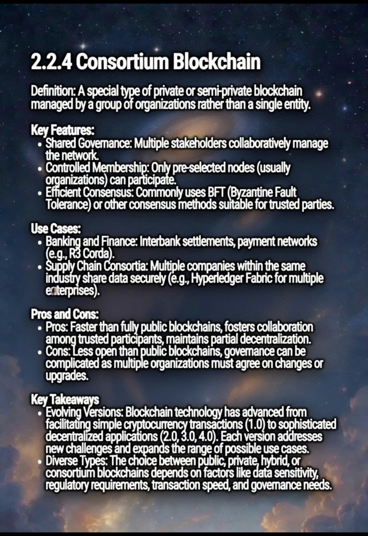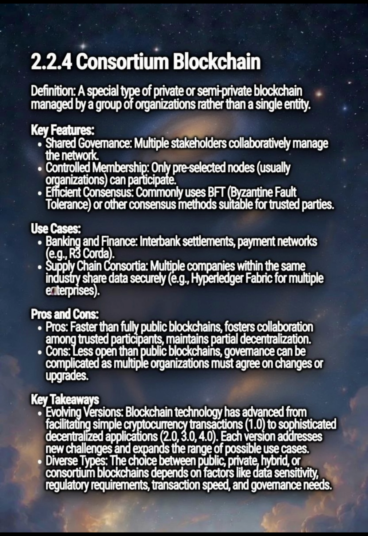Use cases: banking and finance, interbank settlements, payment networks, e.g. R3 Corda, supply chain consortia, multiple companies within the same industry share data securely, e.g. Hyperledger Fabric for multiple enterprises. Pros and cons. Pros: faster than fully public blockchains, fosters collaboration among trusted participants, maintains partial decentralization. Cons: less open than public blockchains. Governance can be complicated as multiple organizations must agree on changes or upgrades.